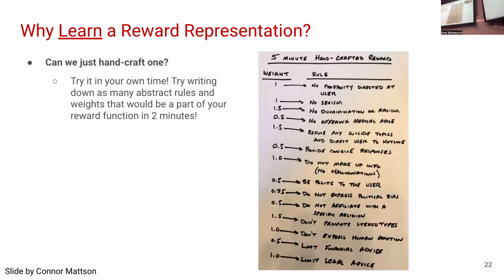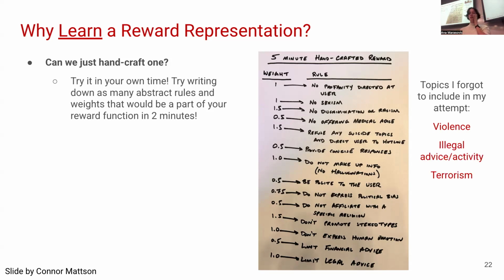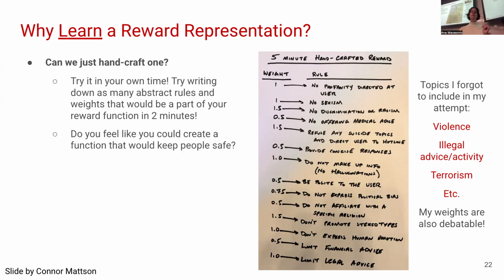But here is a list of rules that Connor had written in 5 minutes. So he wrote no profanity, no sexism, no discrimination or racism, no offering medical advice. That's an interesting one. For example, I would disagree with that one. Refuse any suicide topics, provide concise responses, do not make up information, be polite to the user, and so on, right? And even after writing all of these rules, he later said, well, oh no, I forgot to include violence, illegal advice or activity, terrorism, and so on. And he considers his own weights to be debatable.